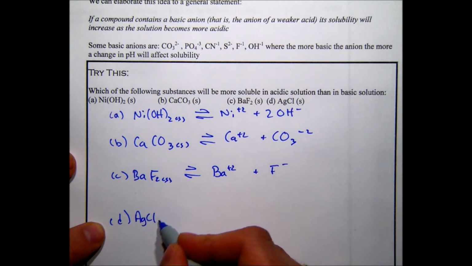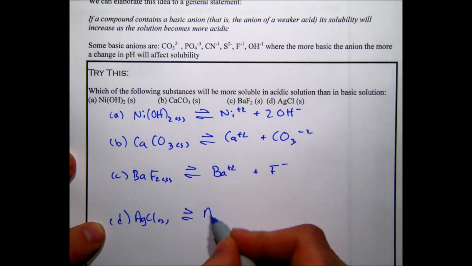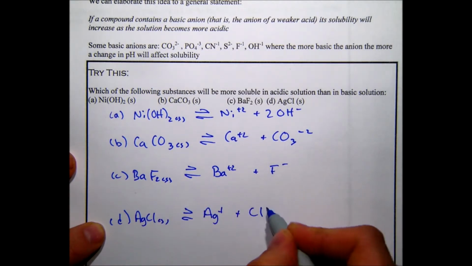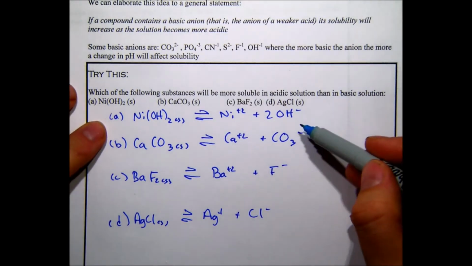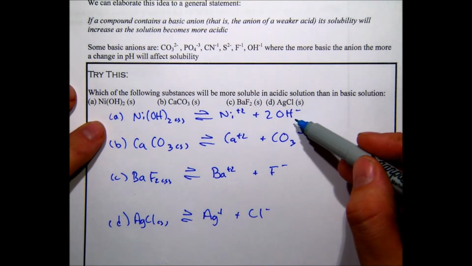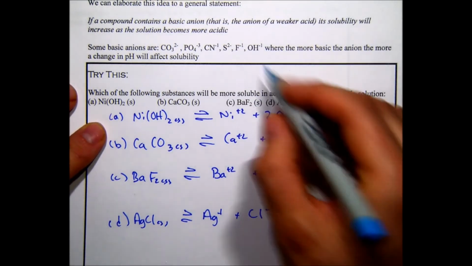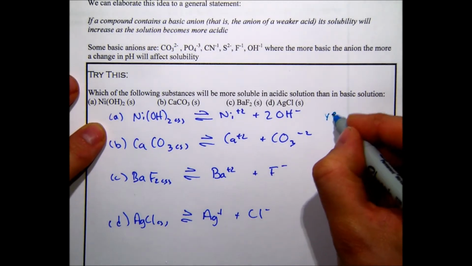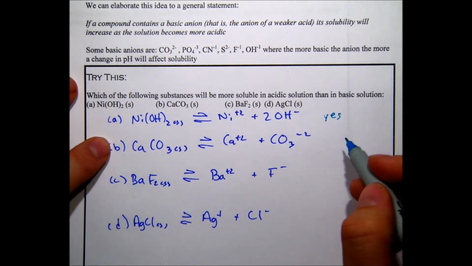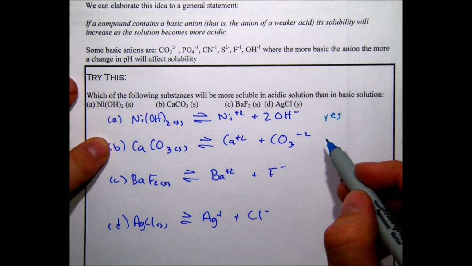And silver chloride is in equilibrium with Ag plus and Cl minus. So we just want to know if this will be more soluble or not. So starting from the first one, hydroxide is a base, and it's on our list up here. So it's a basic anion. So this one will become more soluble in an acidic solution.